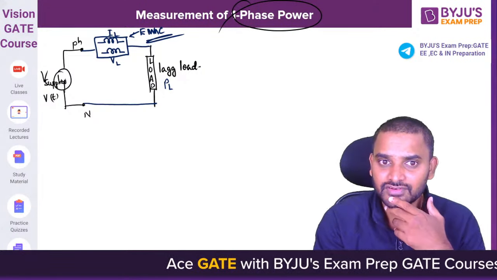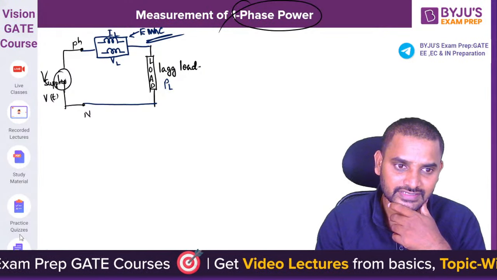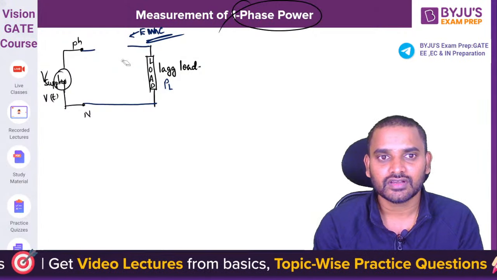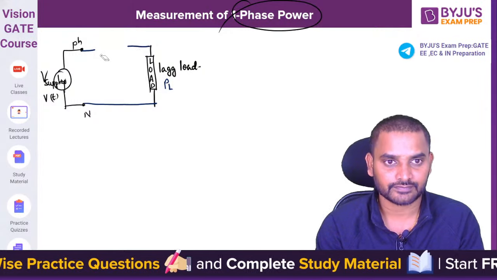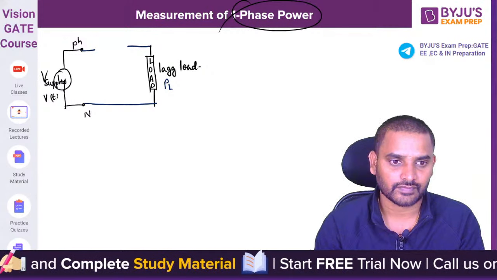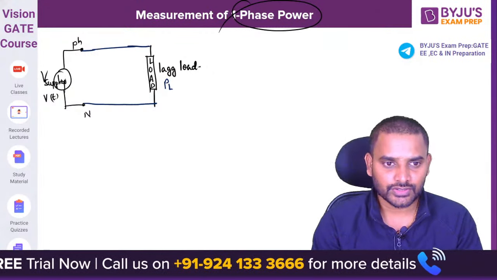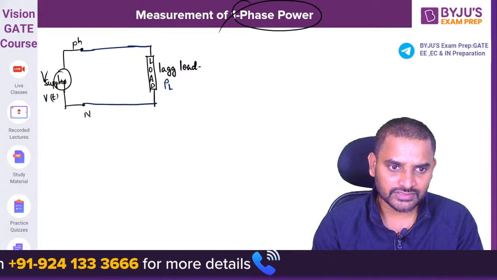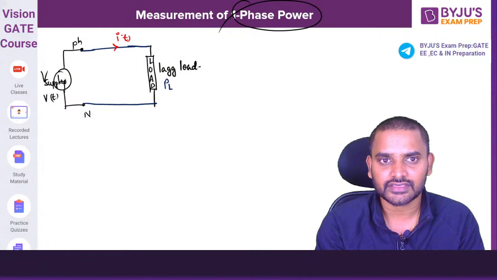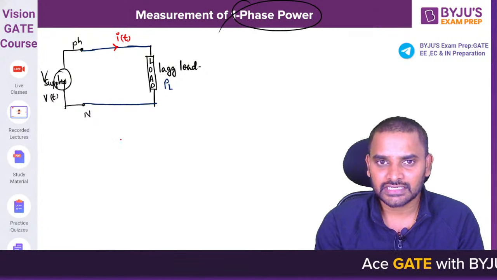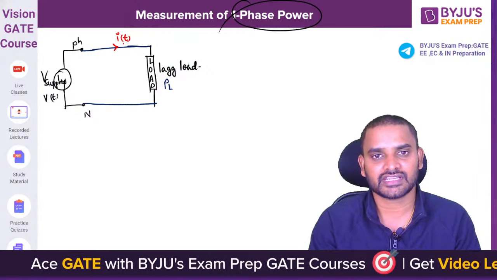Let us see first, without the meter, what is the power measurement by the load. Whenever you connect a voltage source, it is going to drive a current I of t. Now I can write the instantaneous voltage into instantaneous current, and we will be getting instantaneous power.